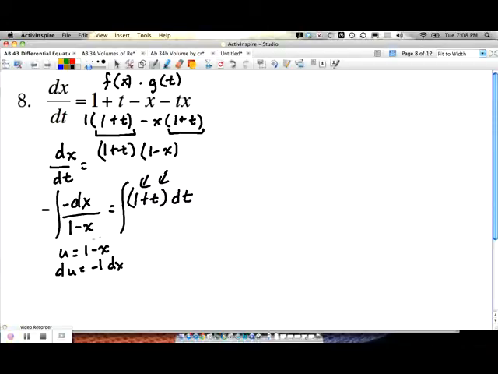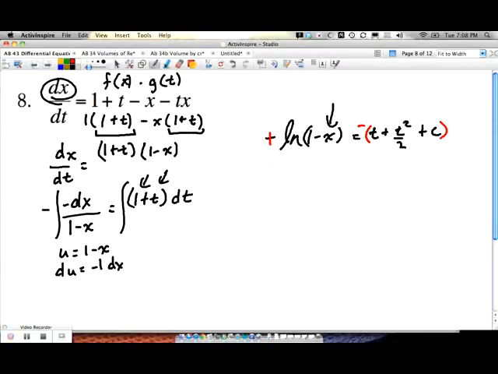So on my left side, I'm going to have negative natural log of u, which is 1 minus x, equals, on the other side, we're going to have 1, the antiderivative of 1 is just t, and the antiderivative of t is t squared over 2, and of course plus c. Now again, we're trying to get that x by itself because that's what we had in our original numerator. So I'm going to get rid of this negative by multiplying both sides by a negative. That's going to give me positive on the right, and all of this is going to be times a negative.